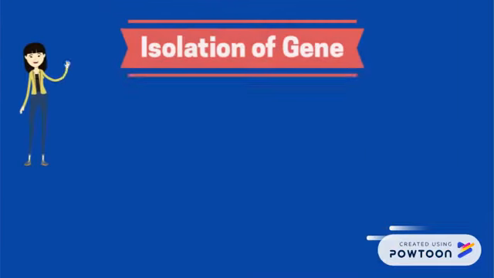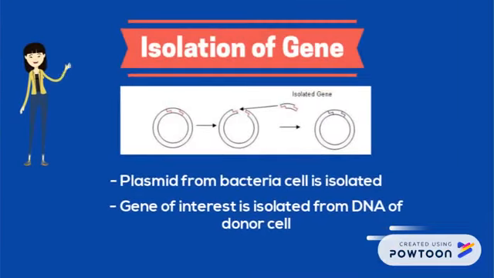The first one is isolation of gene. Plasmid from bacteria cell is isolated. Gene of interest is isolated from DNA of donor cell.